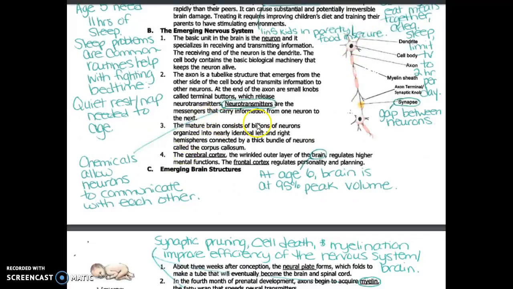The mature brain consists of billions of neurons. These neurons are organized into nearly identical left and right hemispheres of the brain, connected by a thick bundle of neurons called the corpus callosum. You remember all this from intro to psychology when you learned all the different parts. All right, so let's look at the emerging brain structures.